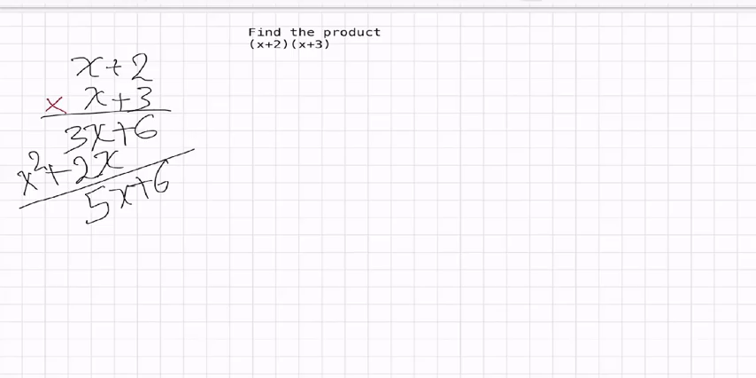And we have a plus sign too. Then plus. Again, the last one is this one, x squared. Then our answer is x squared plus 5x plus 6.